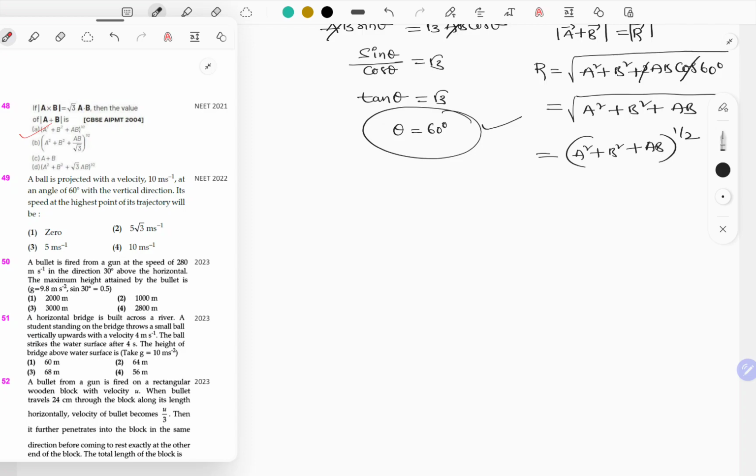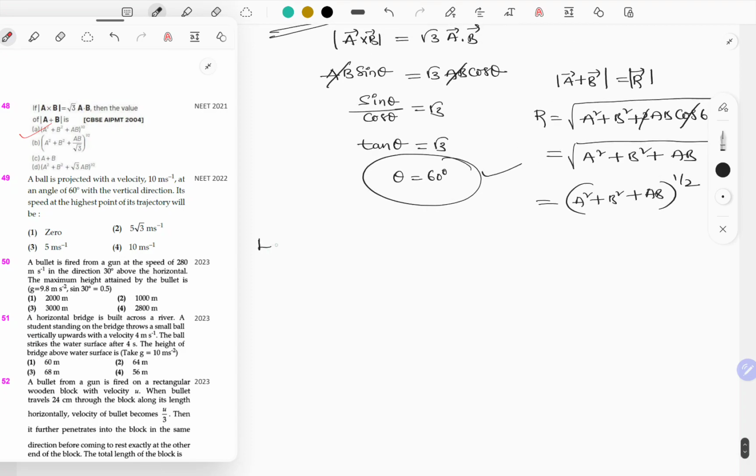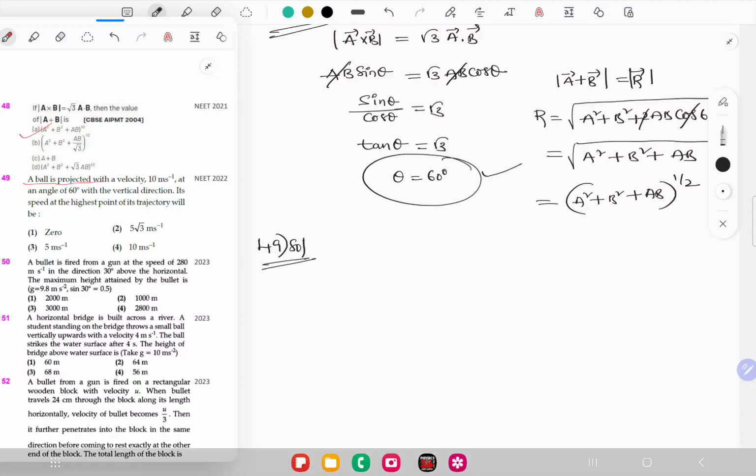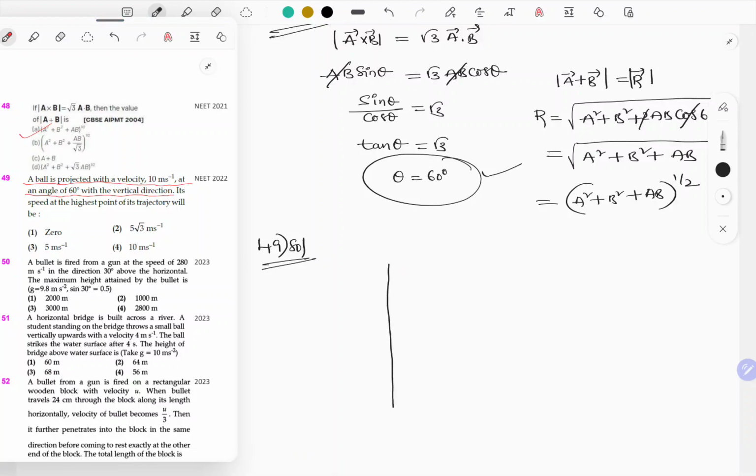Now look at question number 49. A ball is projected with a velocity 10 meter per second at an angle 60 degrees with the vertical direction. Okay, be careful with the question. This is a recent question, a 2022 NEET question. A ball is projected with an initial velocity 10 meter per second. Is the angle given with respect to horizontal or with respect to vertical? With respect to vertical they have given, which is 60 degrees.